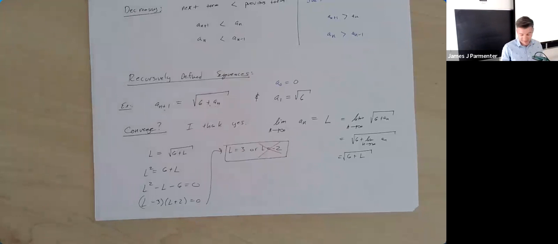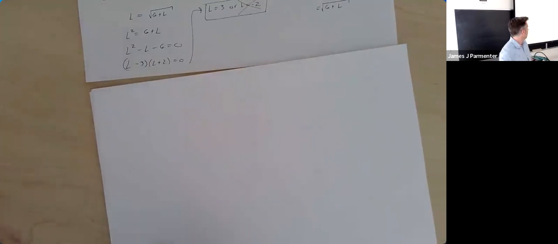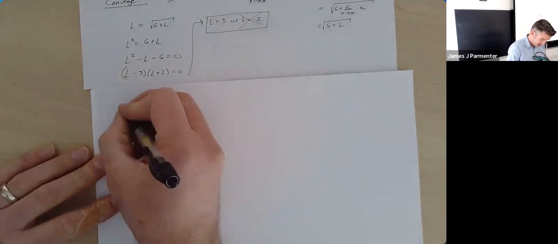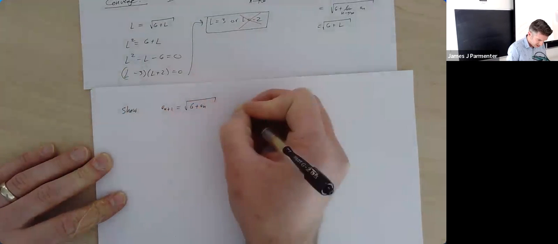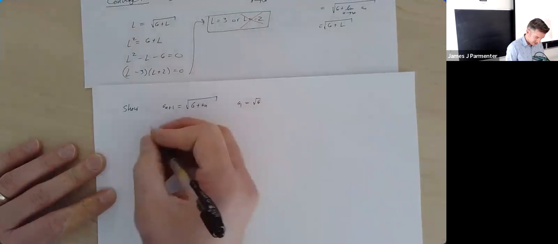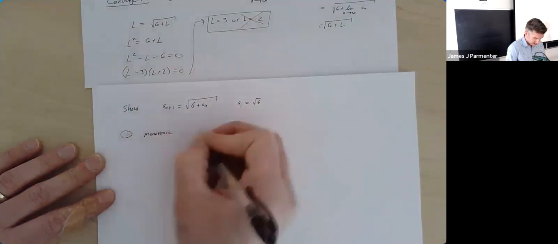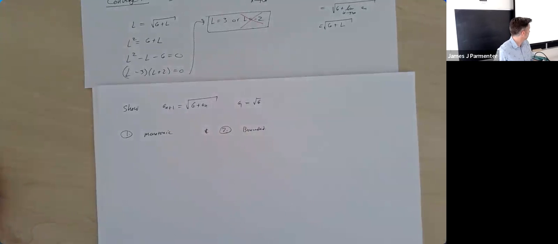How would we show it? Well, we could do the same sort of thing. I'm a fan of showing things converge by showing two things. Can we show that a sub n plus 1 equal to the square root of 6 plus a sub n, where a sub 1 equals root 6, is one, monotonic, and two, bounded? Maybe. It's kind of hard, especially when they're recursive. Showing both parts is kind of difficult. But let's check and see.